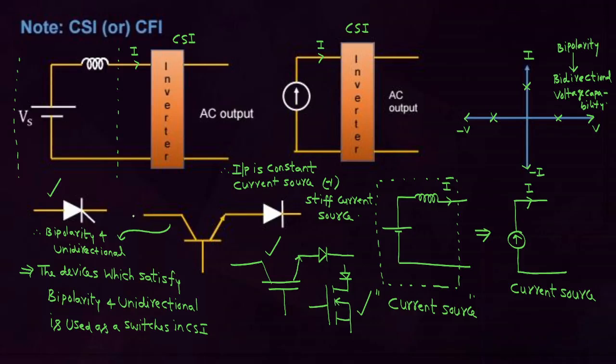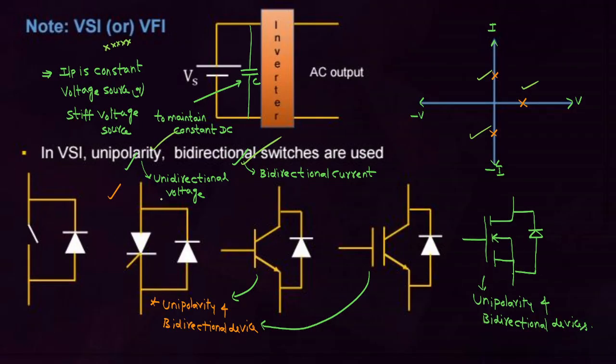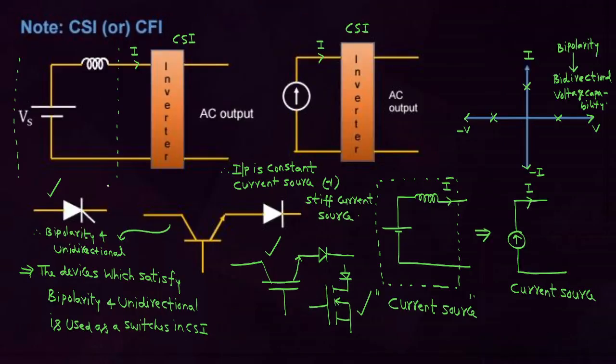And what type of switches are used for CSI? See the difference between VSI and CSI. Let us view the detailed differences also. In a voltage source inverter, the input is a voltage source. Internally, it consists of parallel capacitors. In a current source inverter, the input is a current source or a voltage source in series with large inductors.